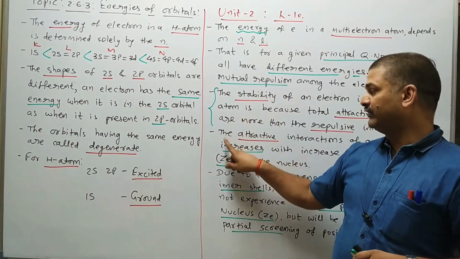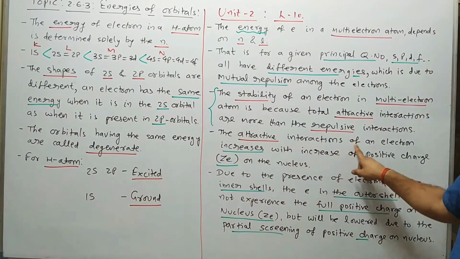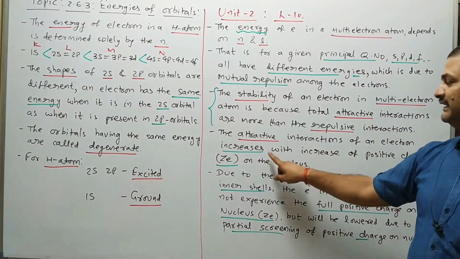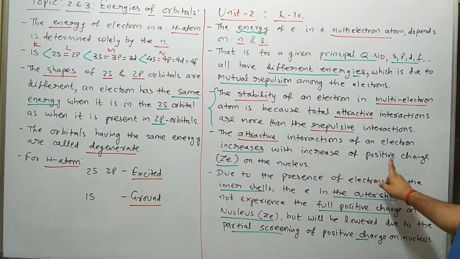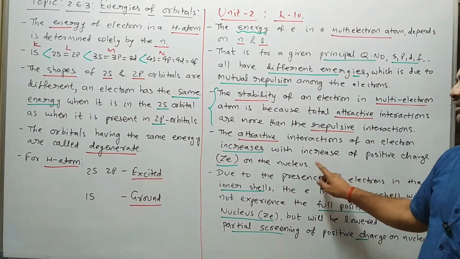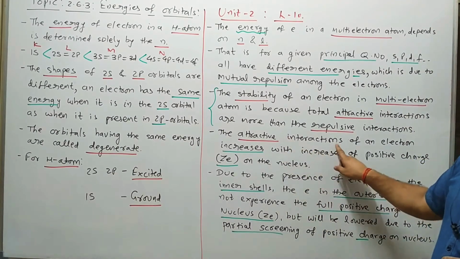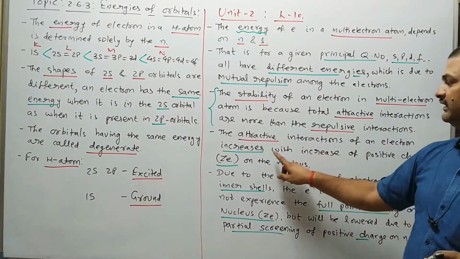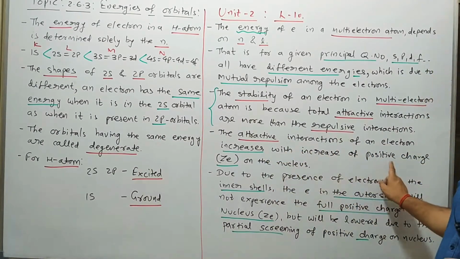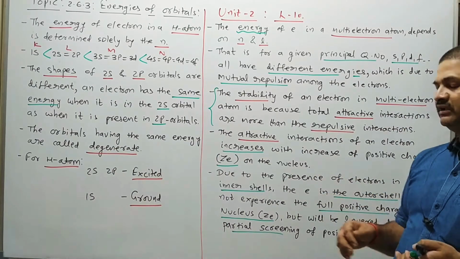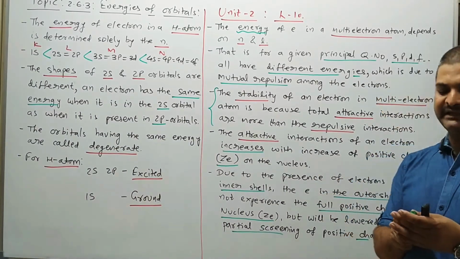Clear? Now next one: the attractive interaction of an electron increases with increase of positive charge on the nucleus. Again I am repeating: the attractive interaction of an electron increases with increase of positive charge on the nucleus. इसी को आप ऐसे बोल सकते हो.